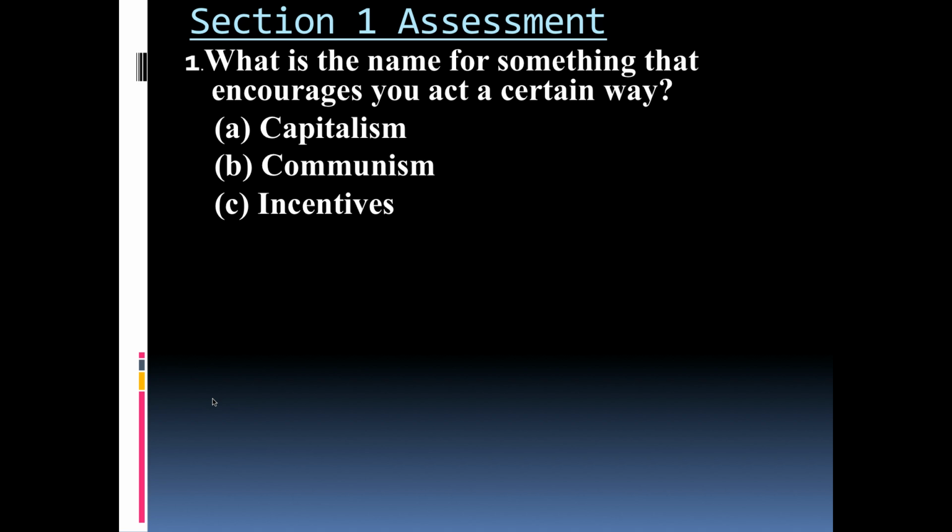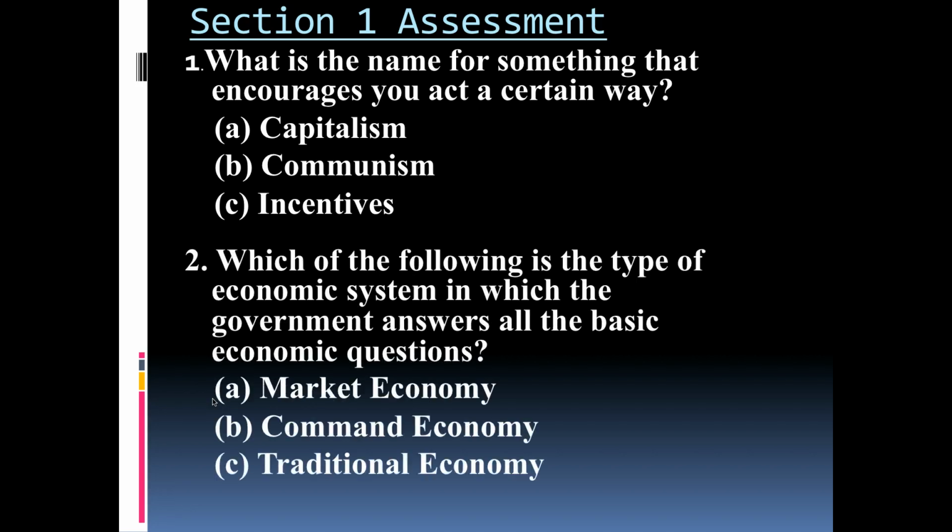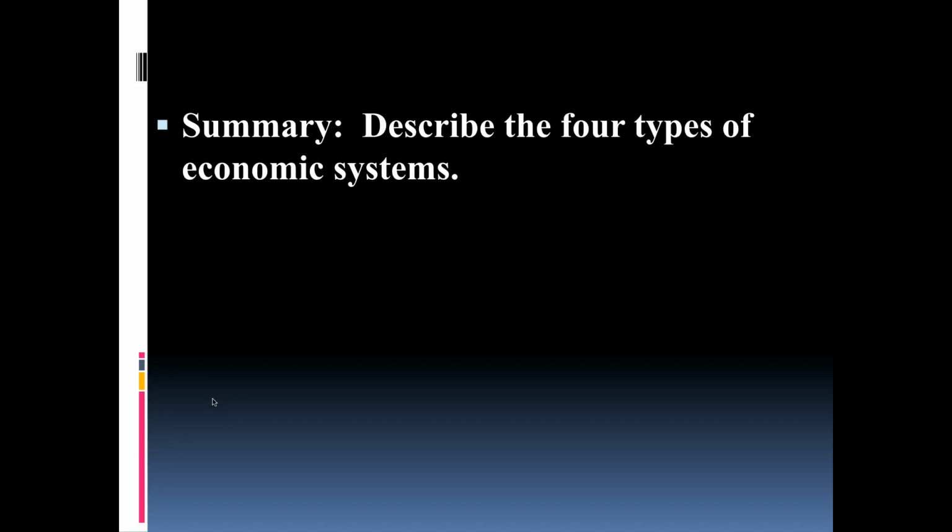All right, let's do the assessment. So for number one, what is the name of something that encourages you to act in a certain way? And number two, which of the following is the type of economic system in which the government answers all the basic economic questions? All right, you can pause here if you need more time. We're going to move on to the summary. So for the summary, we're going to describe the 4 types of economic systems. We're looking at about at least a sentence apiece, so at least 4 sentences, aka a paragraph, for the summary there.